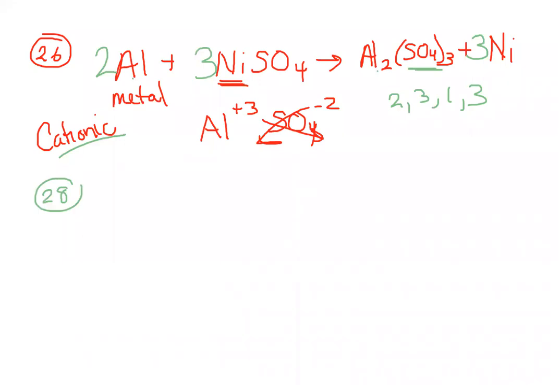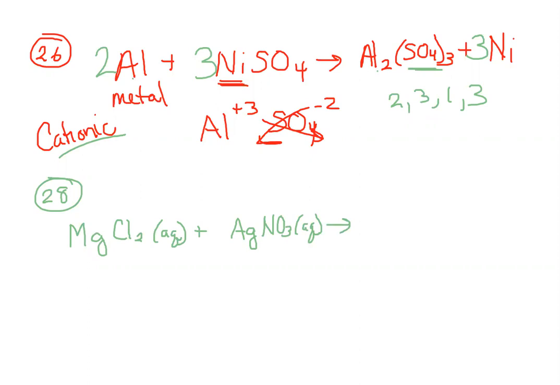28 says, complete and balance the following double replacement reactions. So now we're going to switch 2 things. MgCl2, and this is from the other lesson, plus AgNO3.